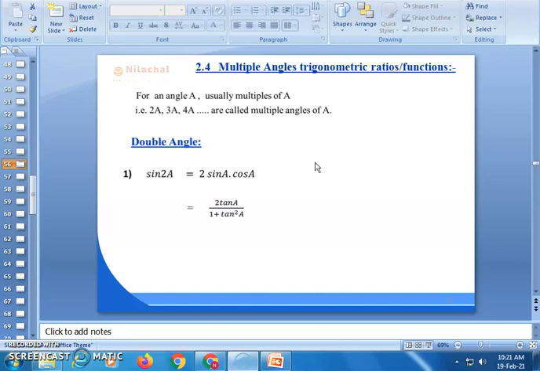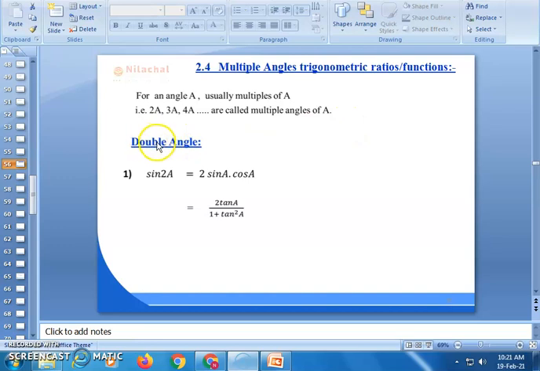Today, our topic is multiple angles, trigonometric ratios or functions. So, multiple angles. What do you mean by this? For an angle A, these are usually multiples of A. Multiples means 1 time, 2 times, 3 times, 4 times, 5 times, 6 times. So these are the multiple angles of A. A is the angle. So 1 time is, we know that 1 into A equals A. We have already done it. Now 2 times A, 3 times A, 4 times A, in this way, are called multiple angles of A.